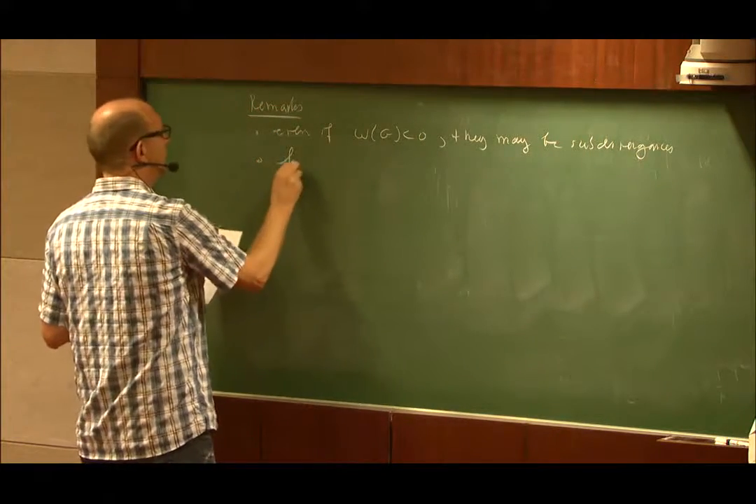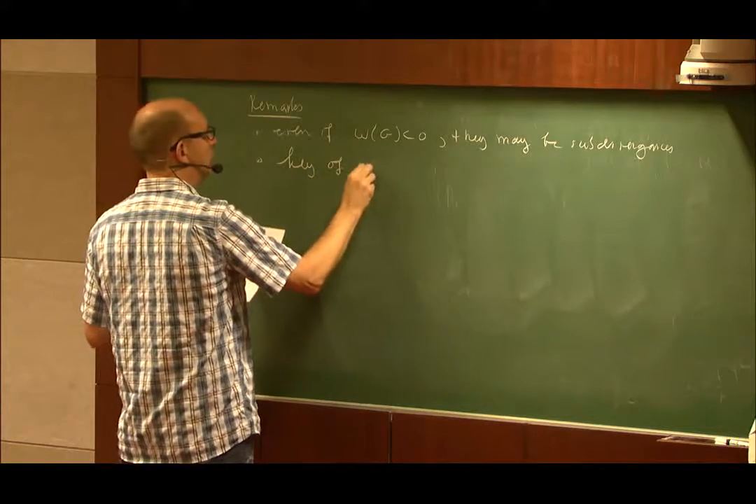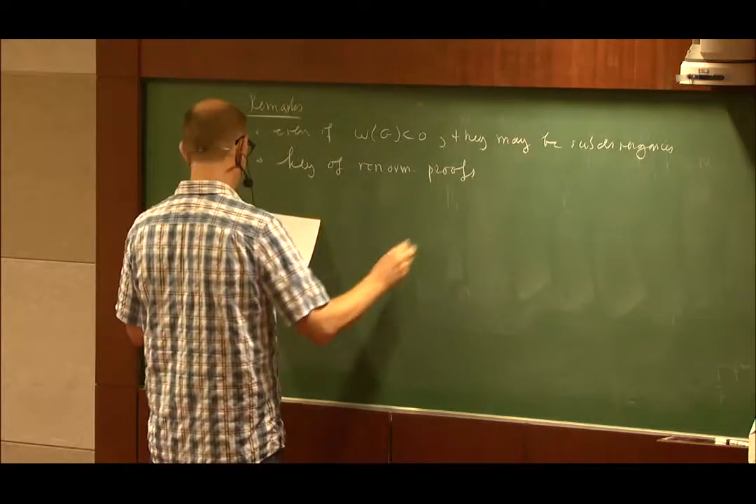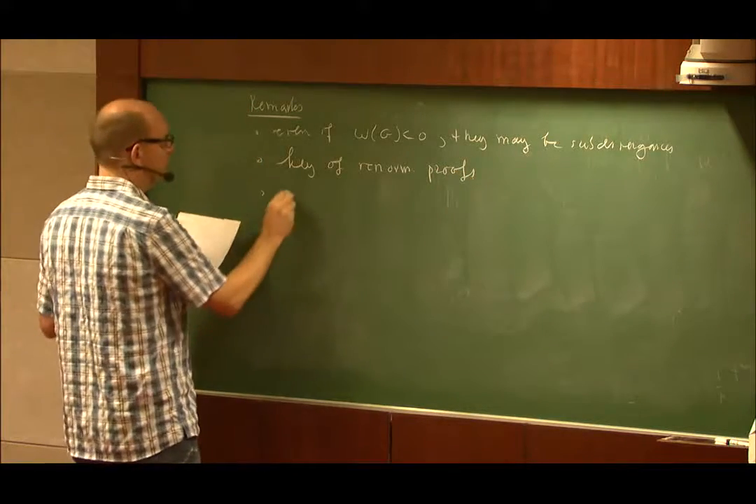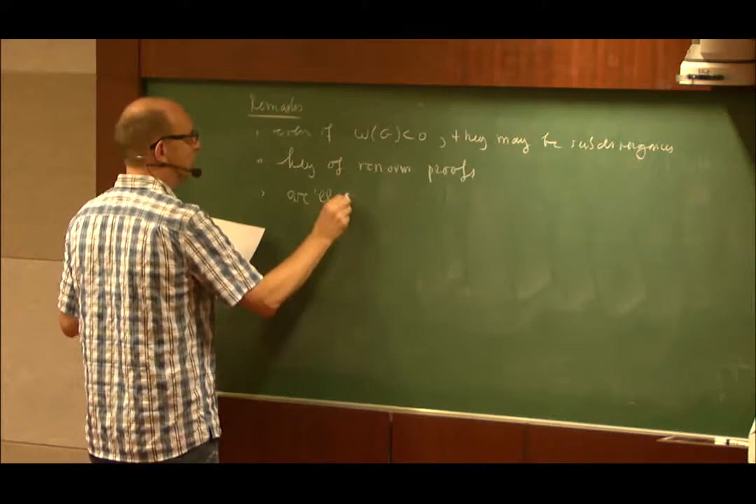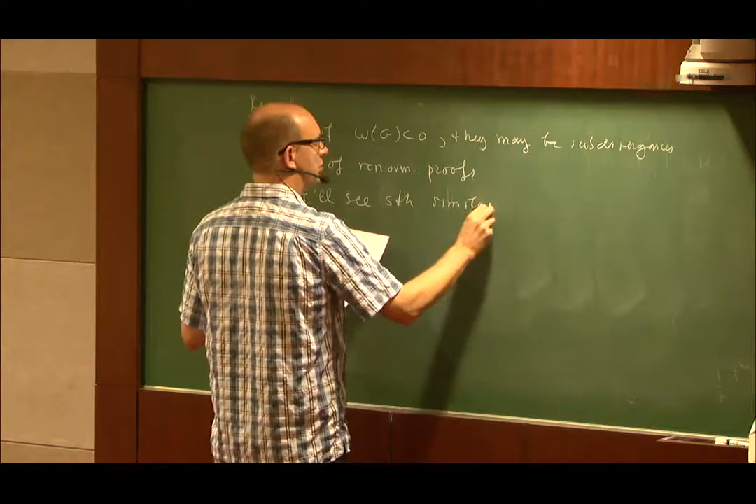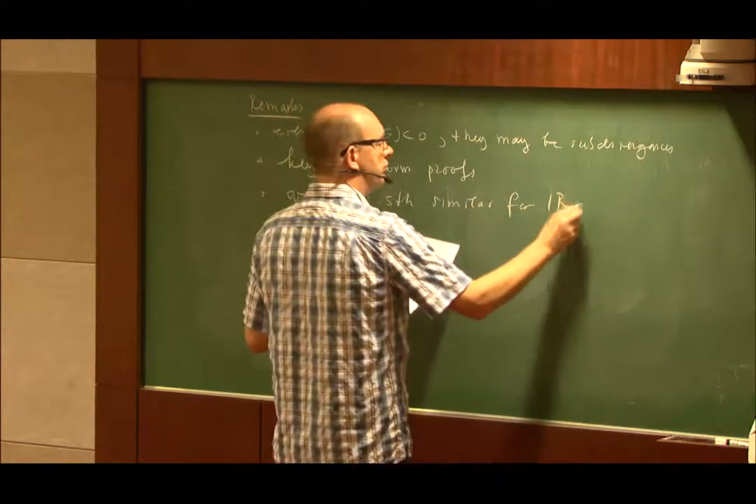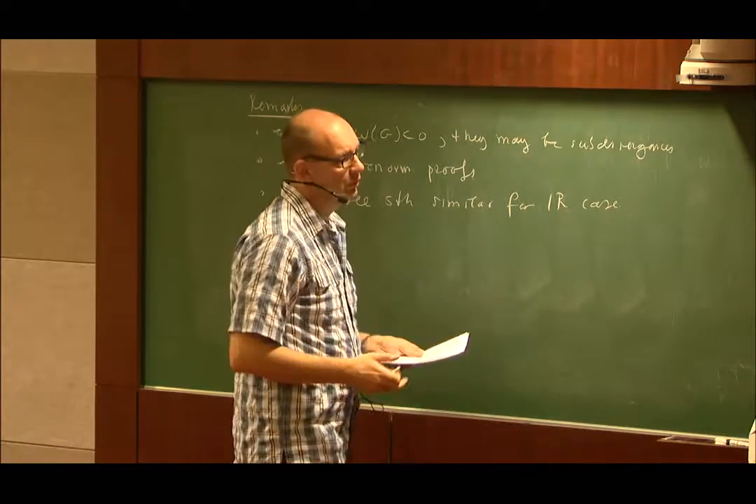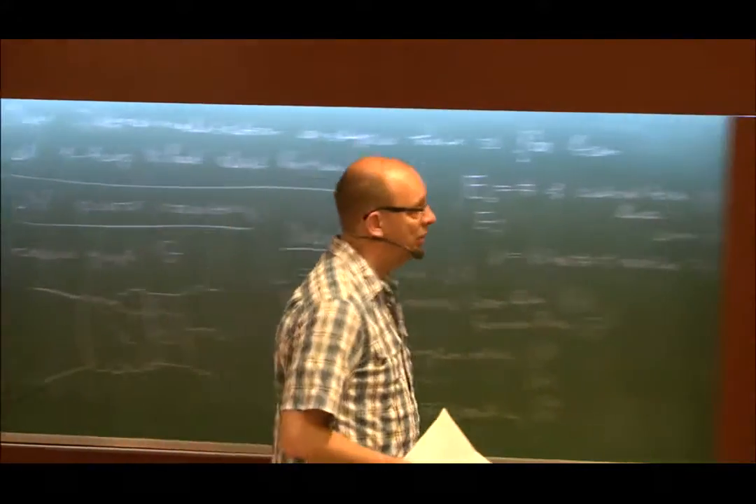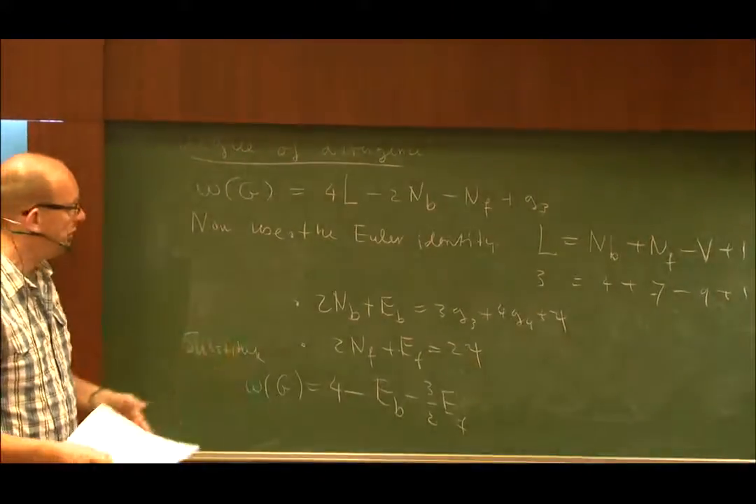And this is a key element of renormalization proofs. As in a previous example, we'll see something similar for the IR case. So this phenomenon of power counting is a very important tool in quantum field theory, and certainly also in QCD. So I wanted to address it a little bit.